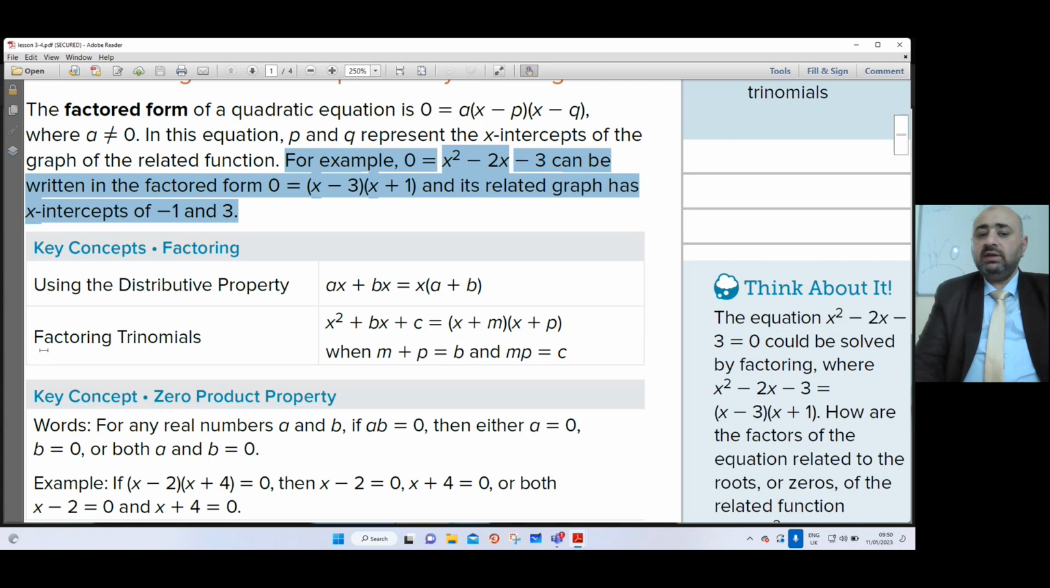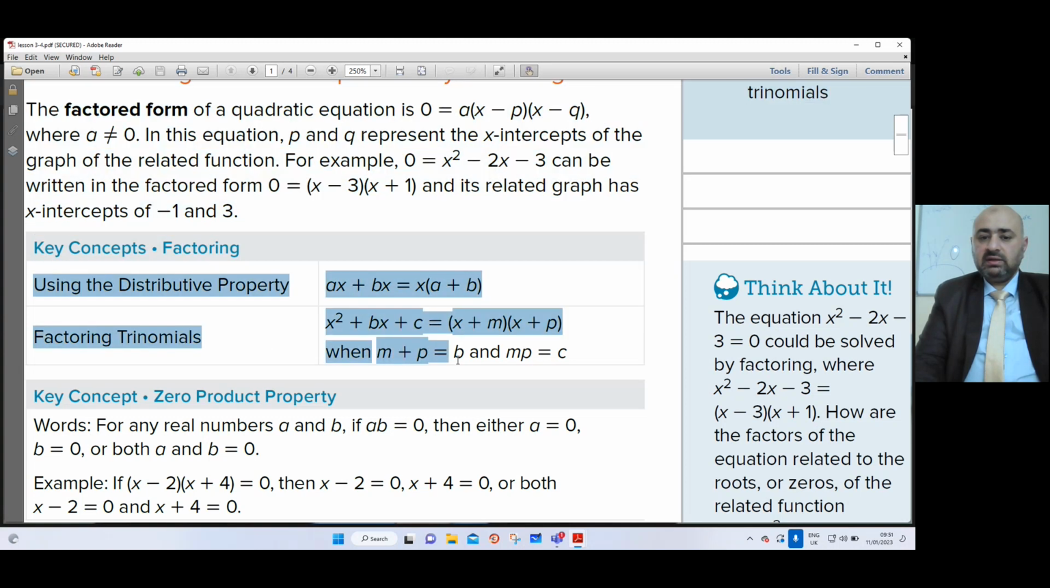And factoring trinomials: when we have x squared plus bx plus c, meaning a quadratic equation, we can factor by opening parentheses, x squared means x times x. Then we want two numbers like m and n. The sum of them equals b, and the product of them equals c. M plus n equals b, and m times n equals c. So also please write the important issues here.